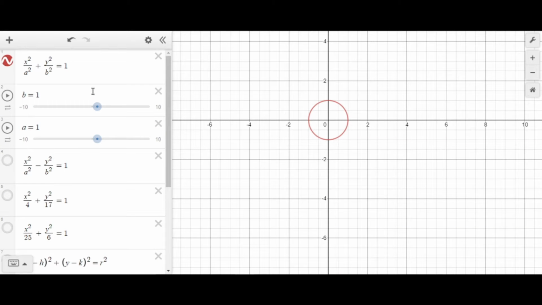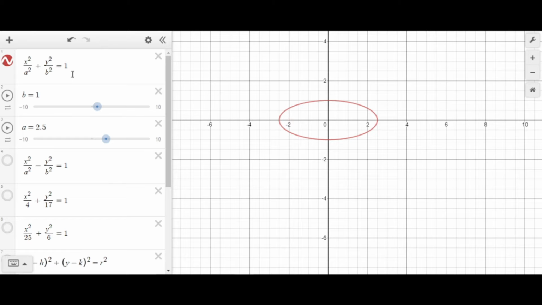Let us visualize the graph of an ellipse and a hyperbola through their equations. This is the general equation of an ellipse centered at the origin. A and B are the semi-minor and semi-major axes. I will not say respectively here, because which one is the semi-major axis is decided by the values of A and B.